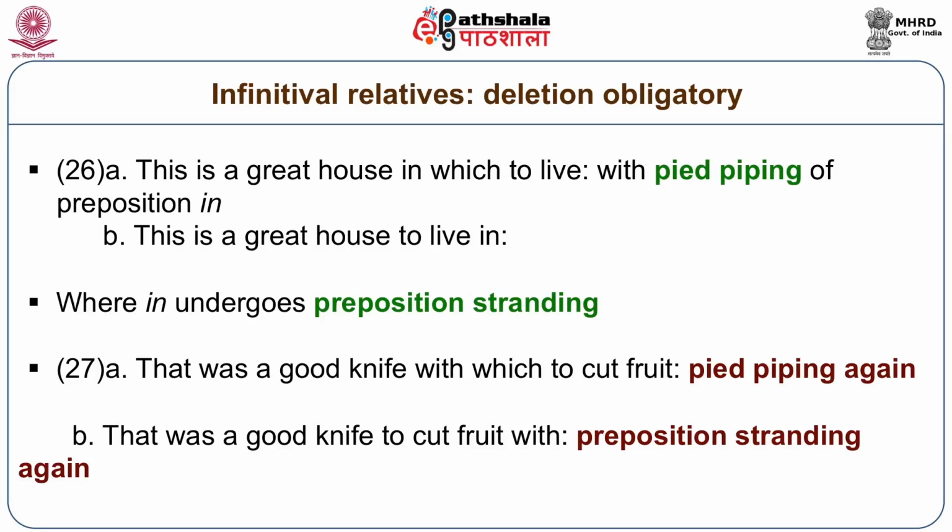Therefore, there are two strategies that languages follow when a WH movement affects a noun phrase that has a preposition with it. Either the preposition gets left behind, that is called preposition stranding, or it gets carried along with the WH when the WH moves to the left.